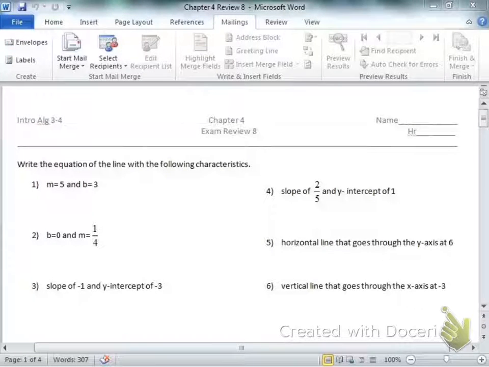Alright, this is the final exam review. It's the 8th one we're doing, so you should have 7 other exam reviews. This will complete your set of 8. These are things you can look at over the weekend to get yourselves ready.